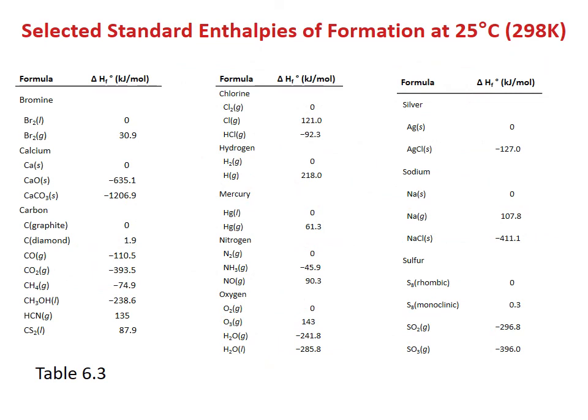This table shows selected standard enthalpies of formation at 25 Celsius. Note that the standard enthalpy of formation of the elements bromine liquid is 0, calcium solid 0, graphite 0, mercury 0, nitrogen molecule 0. So for elements, their standard formation enthalpies are zero.